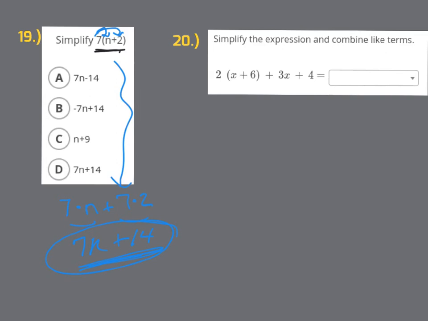7n plus 14. Do I see one that says that? Yes, I do. And here it is. This is your answer.